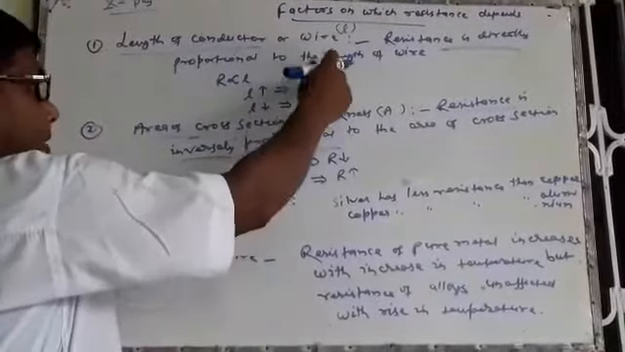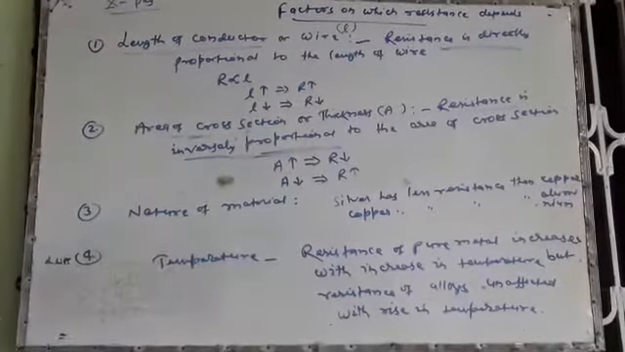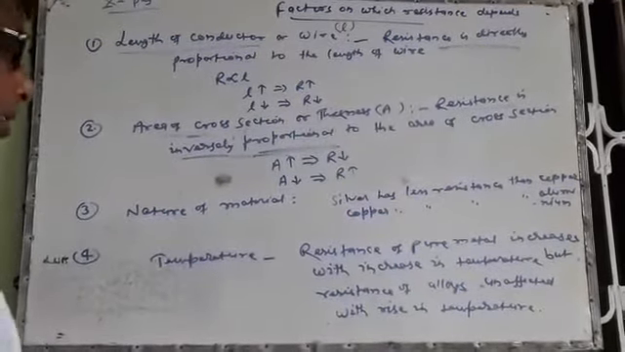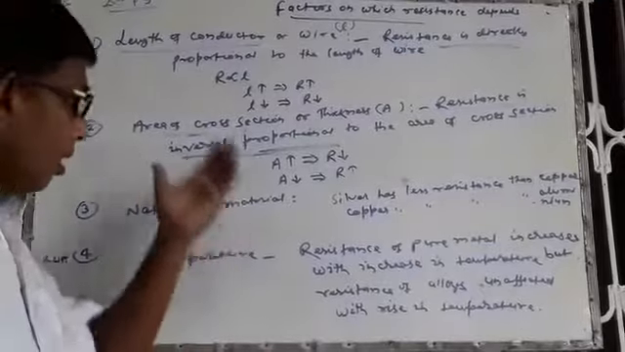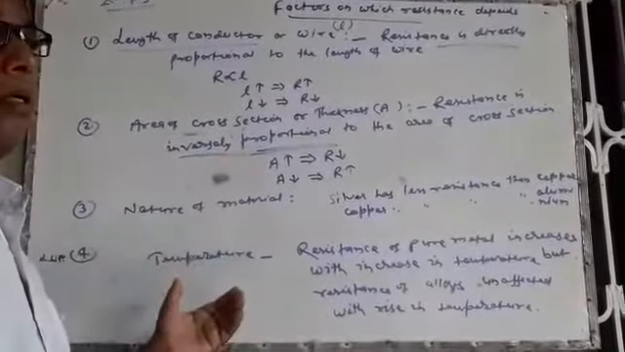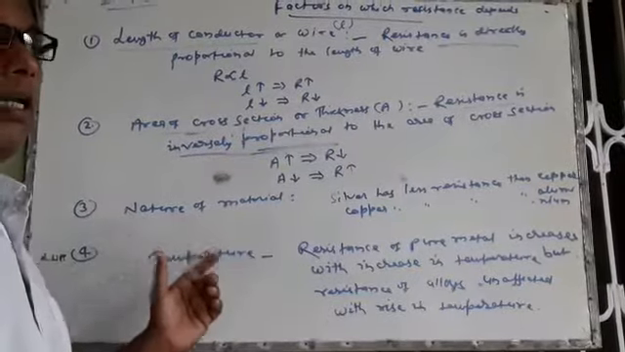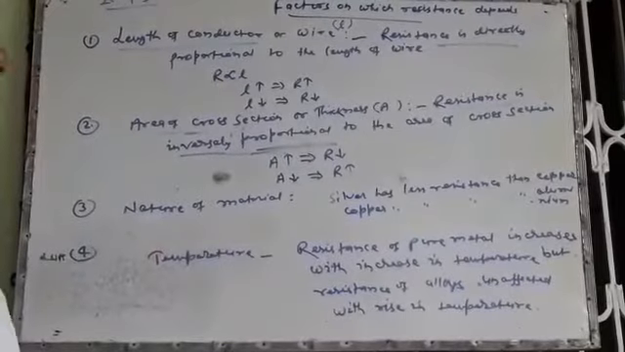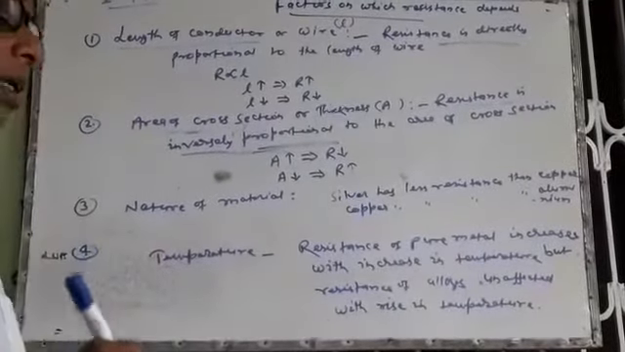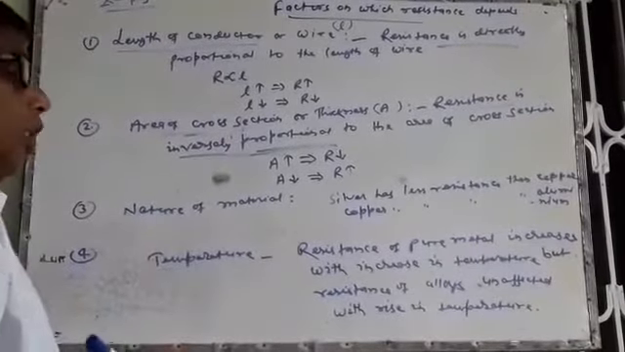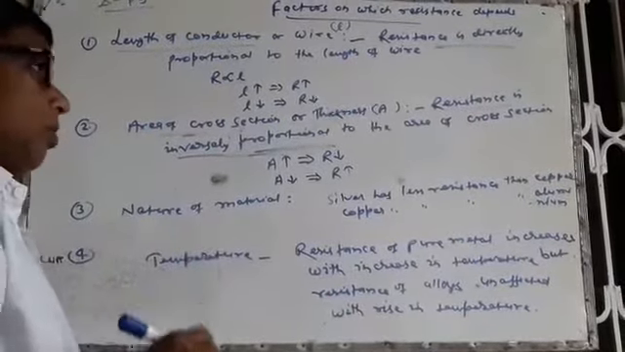In case number 1, we have seen that the material is the same, but one wire is shorter, the other is longer. In the second case, length of the wire will be the same, but one wire is thicker, the other wire is thinner. So a thin wire has more resistance than a thick wire. That's why in an electric circuit we will prefer thick wire instead of thin wire.